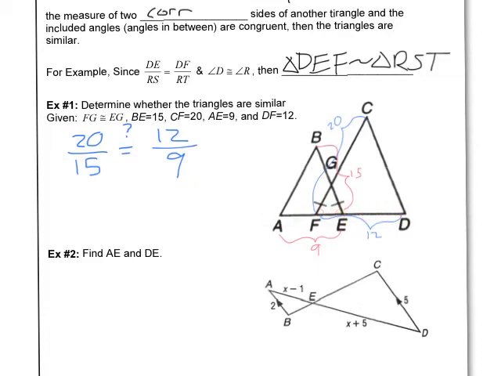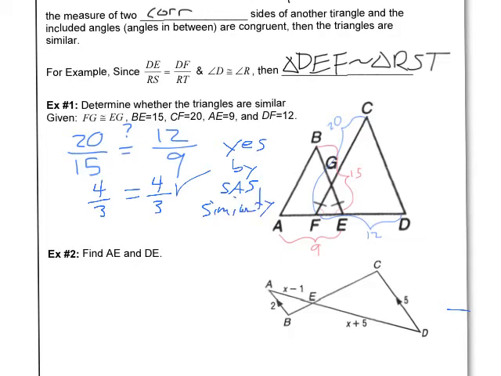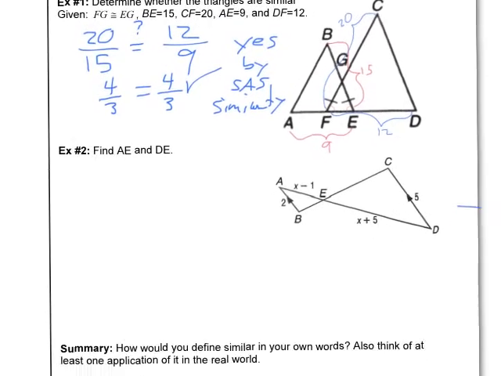Well, is this true? What's 20 divided by 15? Well, I could take a 5 out of both of those, and I end up with 4/3. And 12 over 9, I could take a 3 out of both of those and end up with 4/3. So yeah, they are proportional, and we have the angles in between, so we could say yes by SAS similarity. And obviously this is different than side angle side congruence, right? Because this is to show that they are similar, not necessarily that they're congruent.